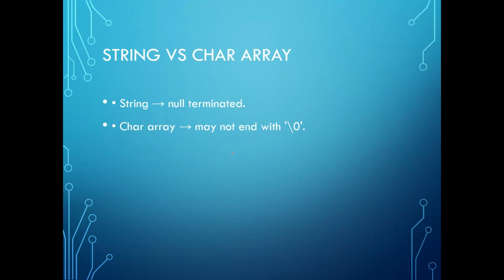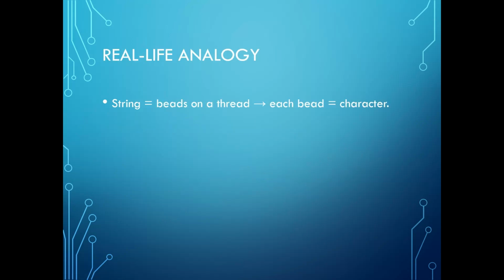String versus character array. A string ends with null termination, but a character array may not have the slash zero. So a string is equal to a character array plus slash zero. Without slash zero, it is not considered a valid string. Always keep this in mind.